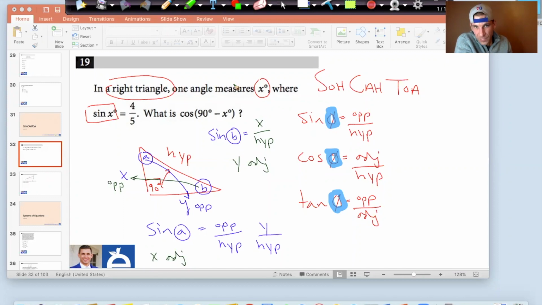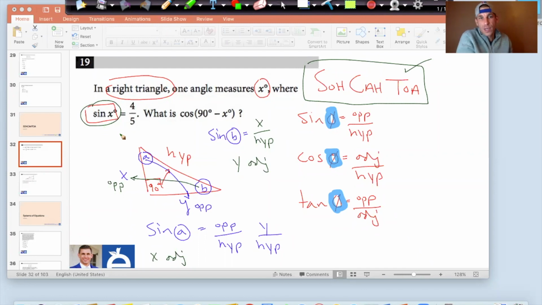So you sort of get the idea of how to identify the opposite. The moment they give you sine of something, you immediately think SOHCAHTOA, okay? Now, here's the other thing. To be honest, this question is really not that hard.